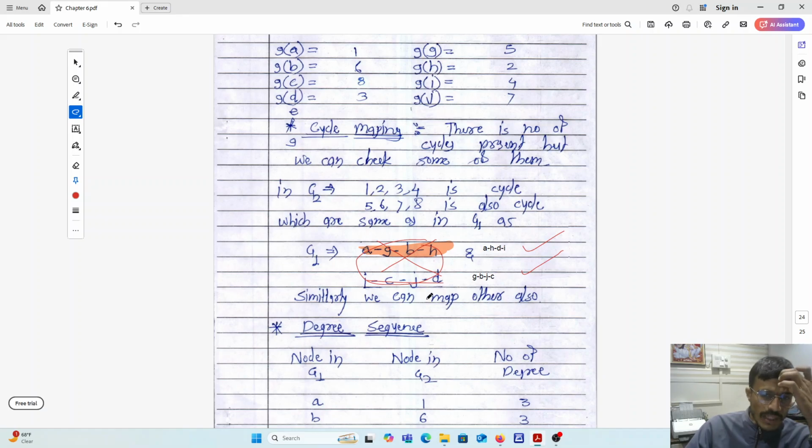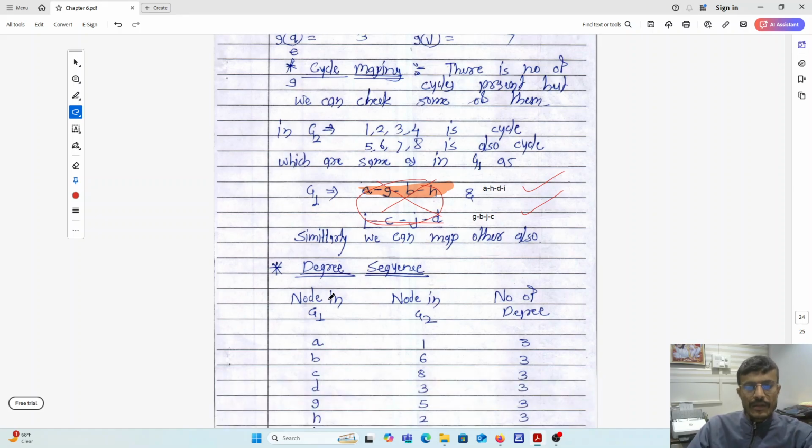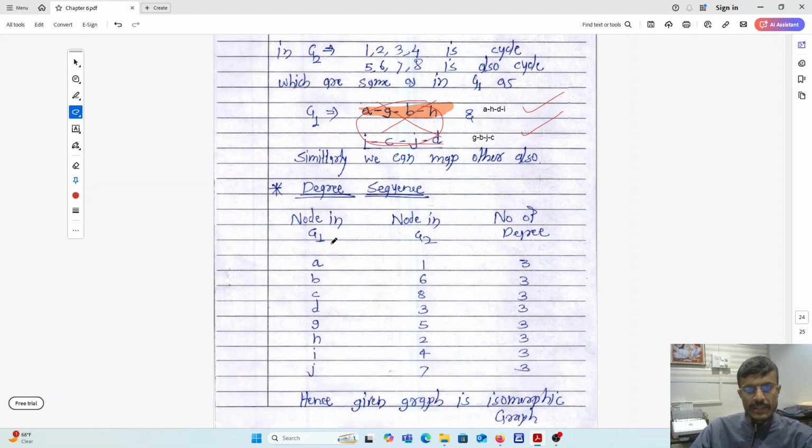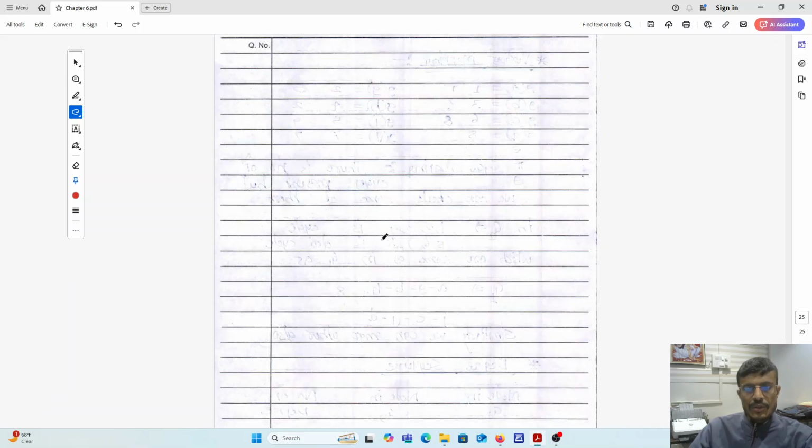Similarly, we can also map the number of nodes and the degree of the nodes. For example, nodes in G1, that is A, B, C, D, G, H, I, J, and nodes in G2, that is 1, 6, 8, 3, 5, 2, 4, 7. Both have degrees equal to 3, 3, and likewise 3, 3. So the degree is also the same.